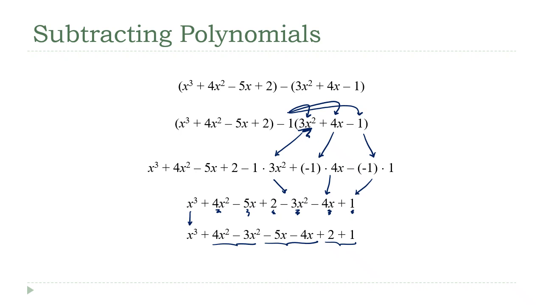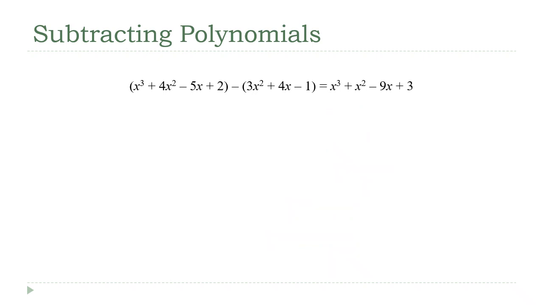Now we can combine the individual terms. Remember how we do this? All you're going to do is add and subtract the coefficients. So 4 minus 3 gives me 1, which we don't usually write. 1x squared I would just write as x squared. In the x term, minus 5 minus 4 is minus 9. And finally, 2 plus 1 is 3. And that gives me the final result. The difference of those two polynomials is just x cubed plus x squared minus 9x plus 3.